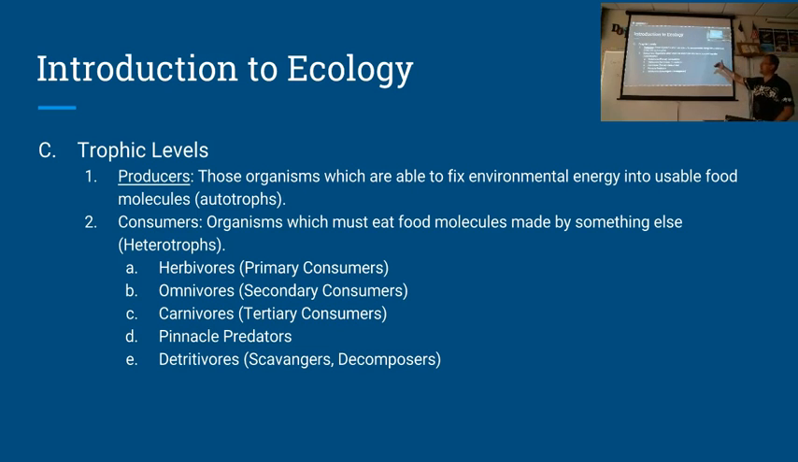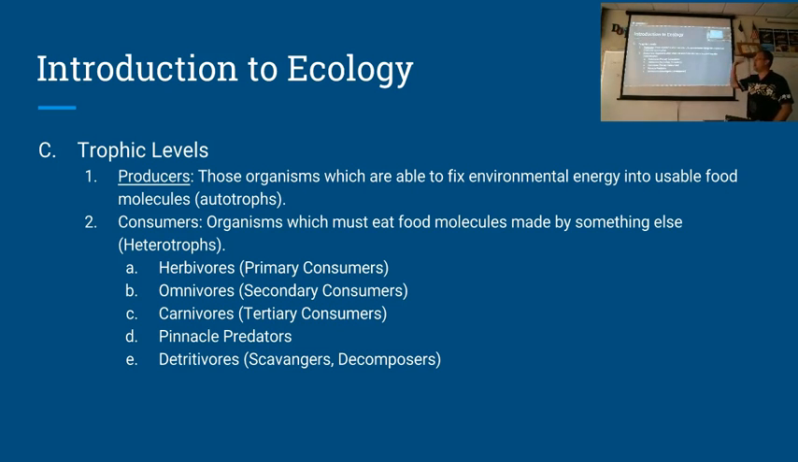Omnivores, these are called secondary consumers. They will eat producers and they will eat consumers. You are a secondary consumer. You will eat steak and salad, right? So you will have plant matter and you will have things that used to have a face. And so you are an omnivore. Other omnivores out there include bears and pigs and dogs that will eat plant matter and animal matter. So these are all omnivores.